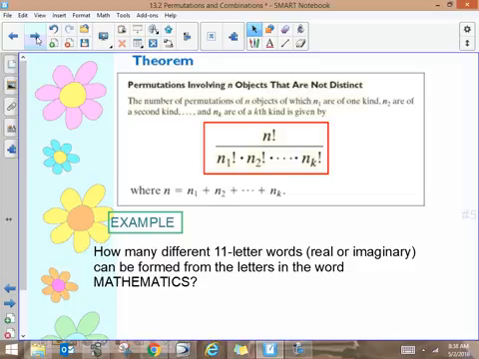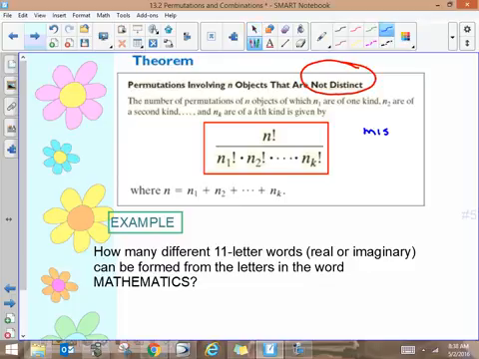Okay, permutations involving n objects that are not distinct. This is the Mississippi. We've got a lot of repeated things here. The number of permutations of n objects of which n1 are one kind, n2 are another, n3 another, and so forth. So how many different 11-letter words? Let's go back to Mississippi: M-I-S-S-I-S-S-I-P-P-I. We said there were 11 letters, so we're going to do 11 factorial on the top. That's the total number of objects that I have. Now the repeated things go on the bottom, and all of them together should equal 11.